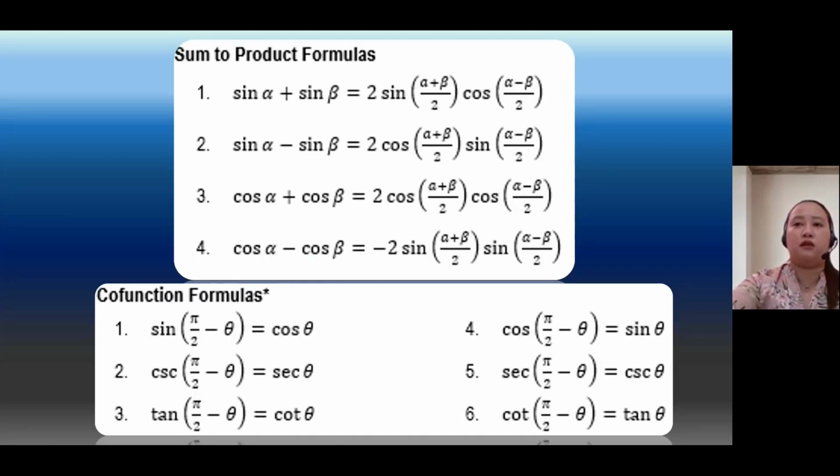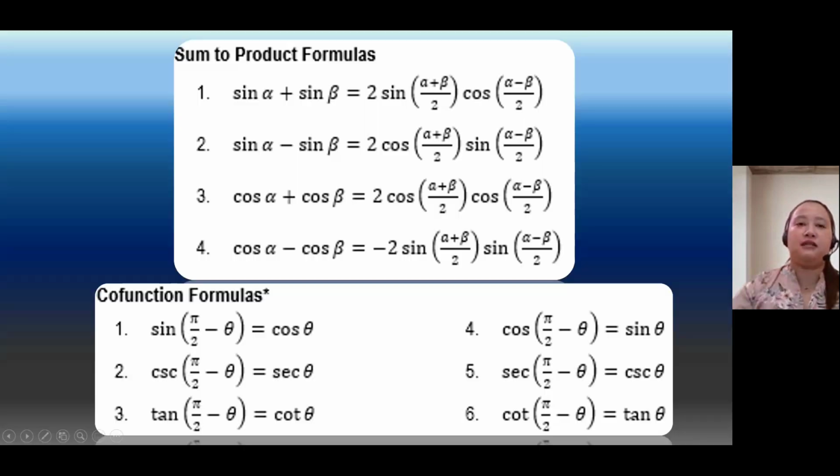Then we have the sum to product formulas. We also have here the cofunctions. So you just familiarize yourselves with this. Again, in proving, you can do the solutions we did a while ago with our topics. And that's it. I hope that you learned about the trigonometric basic identities and formulas. Okay, thank you.